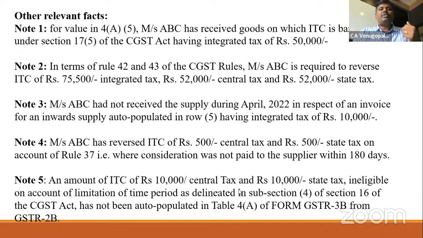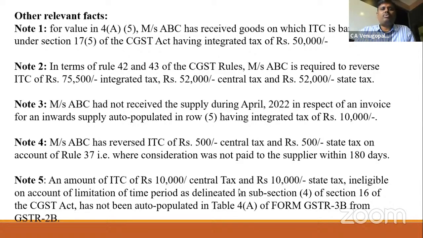Next, you have not paid the supplier some 500 CGST, SGST within 180 days. So you have not paid, owing to the third proviso of section 16 subsection 2, you have to reverse the input tax credit and re-avail whenever you want to do it. So again, you will report this under 4B2. Lastly, there is some value appearing in table 4 owing to section 16 subsection 4 in GSTR-3B as ineligible credit. So we have 5 notes.